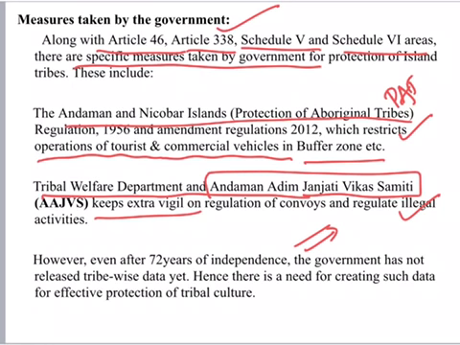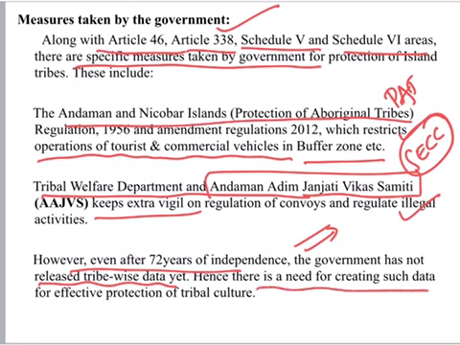Lastly, these are the measures taken by the government, and we can suggest one more measure. This is the measure suggested by the team. However, even after 72 years of independence, the government has not released tribe-wise data yet. We have released SECC, that is the socio-economic caste census data, but there was no comprehensive tribe-wise data of all over India. Hence, there is a need for creating such data for effective protection of the tribal culture. These are the measures taken, and we are also recommending one more measure. So the answer should be from our side.